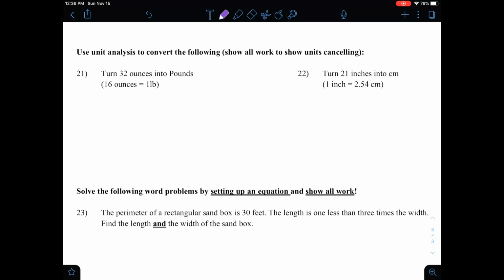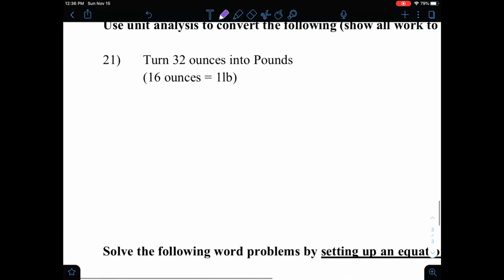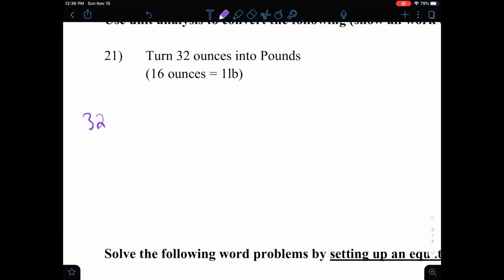All right, number 21. It says, use unit analysis to convert the following. Show all work to show units canceling. 21 says, turn 32 ounces into pounds, when you know that 16 ounces is 1 pound. So we're literally going to go with what we start with, which is 32 ounces. Put it over 1. We're only converting 1 unit, which is ounces. If you do like ounces per day or something, you would put that on the bottom, but we're just doing 32 ounces, okay? So we're gonna go like this, and we're gonna line up our units that we want to cancel diagonally.